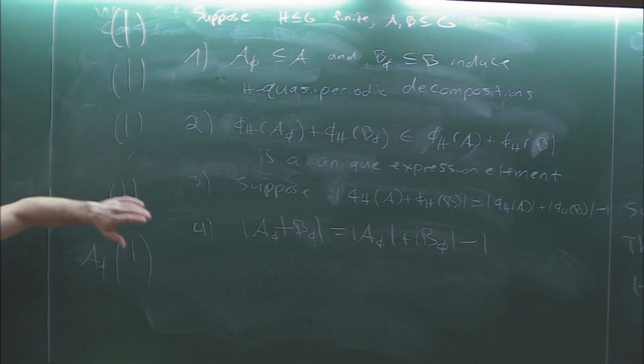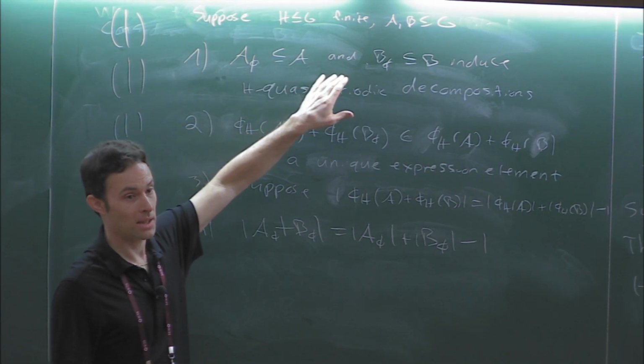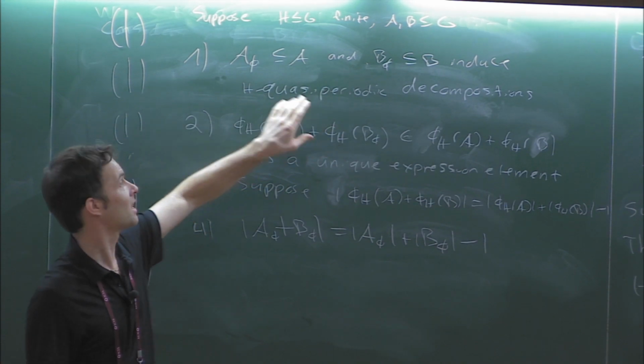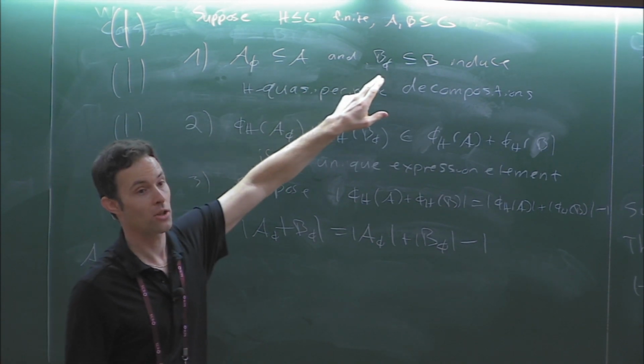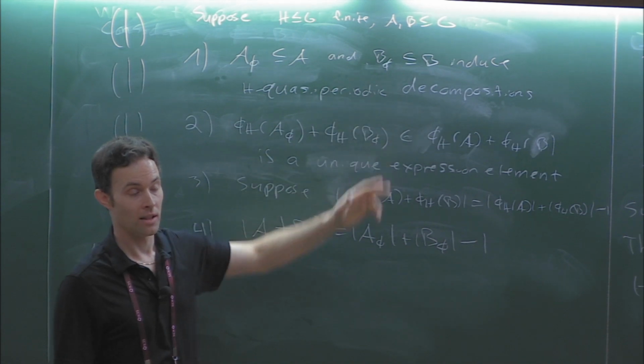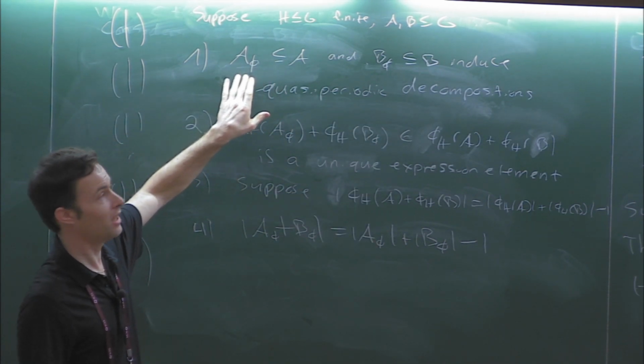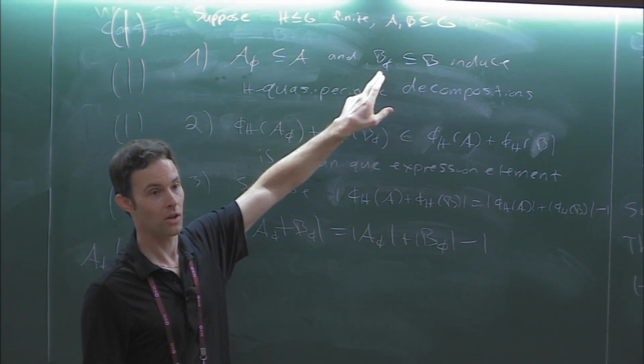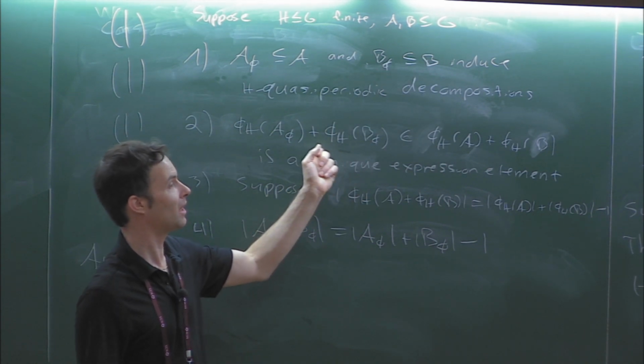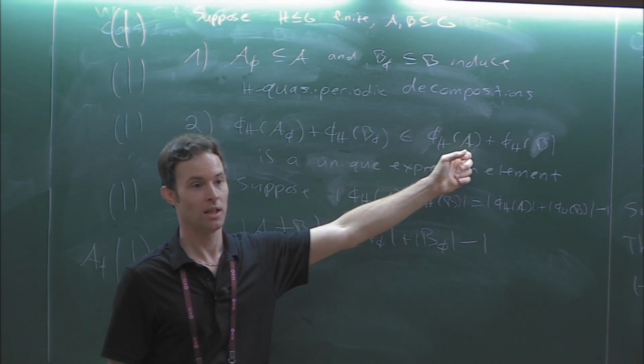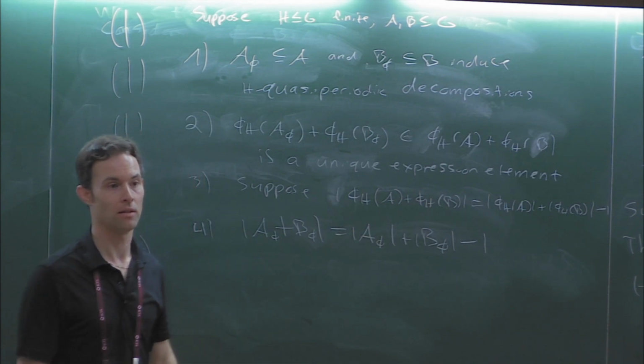We have our sets A and B. We have H quasi-periodic decomposition. So they're nearly periodic except for these exceptional H coset slices. Now, that means A is a single element mod H, and B is a single element modulo H. So this is a single element, living inside the sum set mod H. We're assuming that's a unique expression element.